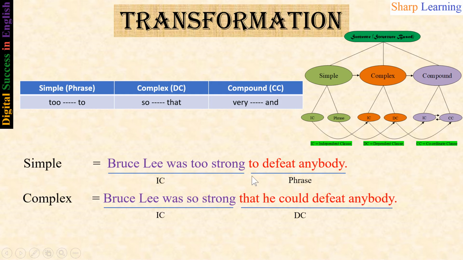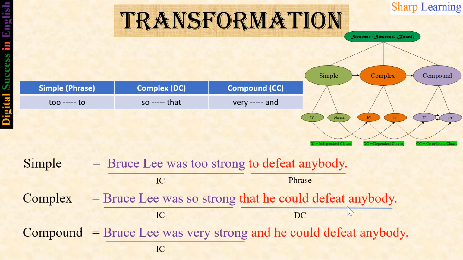How? See here, instead of to we have used here that. From Bruce Lee, that type of subject, we have taken a subject, he means Bruce Lee. Then it was past tense, that is why we have used here could, past tense, defeat here main verb, anybody extension. So that he could defeat anybody, it has been a DC. From this phrase. So it has been a complex sentence. Then compound. See here, it is very easy. Bruce Lee was very strong, the same IC, and he could defeat anybody. It is CC.